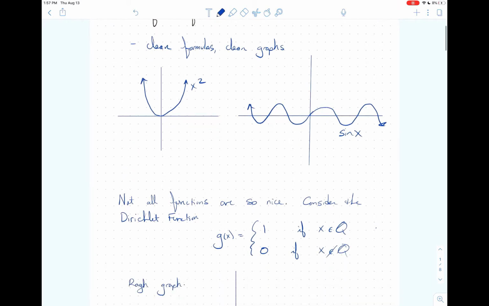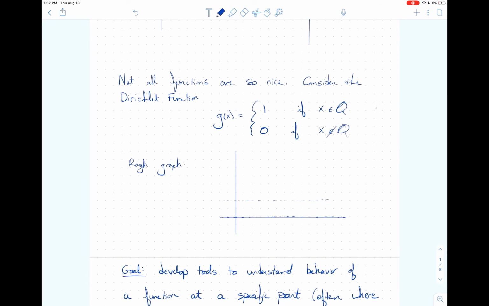Okay, and so the point is that not all functions are so nice. I want to look at the Dirichlet function. I believe I'm pronouncing that correctly. It's defined as follows. You plug in any x that you want into g of x, and g of x outputs 1 if x is rational. We denote the rational numbers with Q. And 0 if it's not rational. So for example, let's write down a few things. g of pi, what would that be? g of pi would be 0, g of 2 would be 1, and so on and so forth.